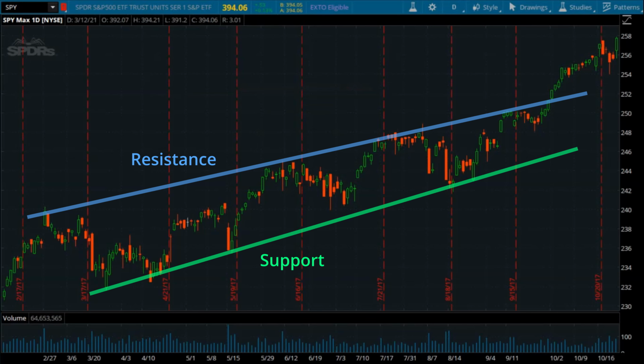So for this chart, the S&P 500 tested the trendline support a total of 5 times, and it got rejected each time. And on the other hand, the trendline resistance was tested a total of 6 times, and it managed to break through on the 6th try, sending the price way higher. So this is a very typical example of a trendline support and resistance.